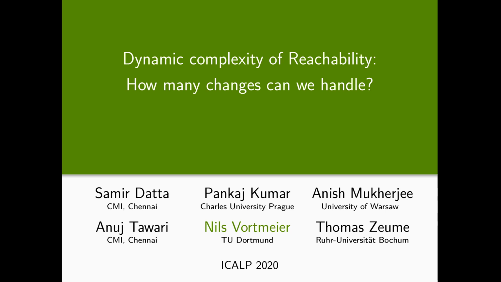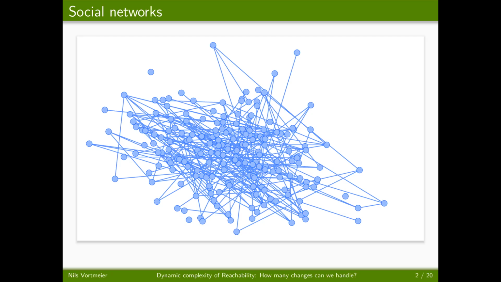Hello, and thank you very much for tuning in to this talk on the dynamic complexity of reachability. How many changes can we handle? This talk presents joint work with Samir Datta, Pankaj Kumar, Anish Mukherjee, Anuj Tawari, and Thomas Zeume, and my name is Nils Vortmeier. As a start, let us consider social networks that we represent here as a graph.